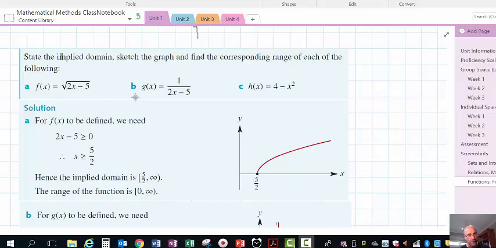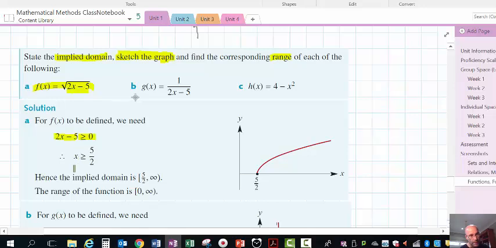Quick examples here. So what we have to do is state this maximal or implied domain, sketch the graph, which you could use a graphics calculator for, or by hand, and find the corresponding range. So we've got 3 things to do for 3 questions. So the first one here is the square root of 2x minus 5. So basically, we recall from what we just saw that we can't take the square root of a negative number, so the bit under the square root radical sign there, the 2x minus 5, has to be greater than or equal to 0. You can take the square root of 0, but nothing below that.